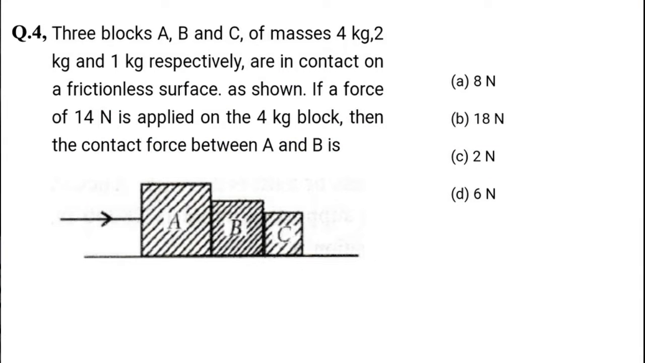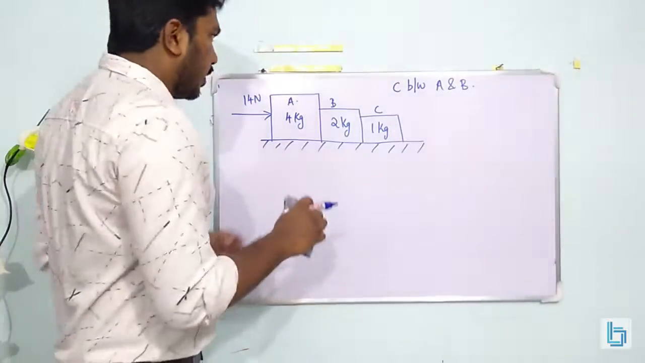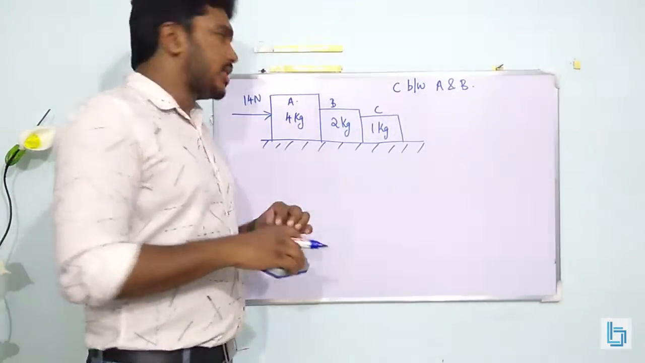Blocks A, B and C of masses 4 kg, 2 kg and 1 kg respectively are in contact on a frictionless surface as shown. If a force of 14 Newton is applied on the 4 kg block, then the contact force between A and B is. Okay, so this is actually a question from the chapter Laws of Motion. Let's see how to do this question now.